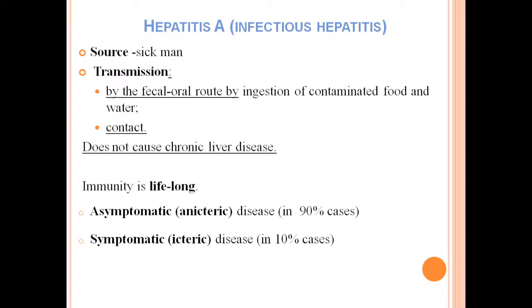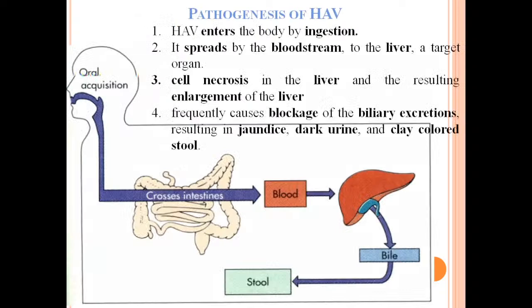There are two clinical forms of hepatitis A. These are asymptomatic infection, asymptomatic disease, or anicteric. Icteric means yellowish skin and eyes. Asymptomatic or anicteric means without symptoms, without yellowish skin. It occurs in 90% of cases. And another one is symptomatic or icteric disease, with symptoms, with yellowish skin. It occurs in 10% of cases.